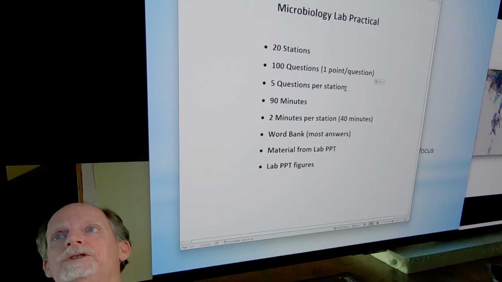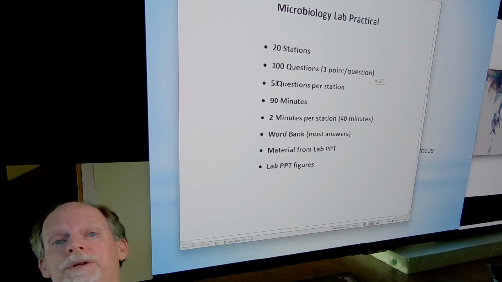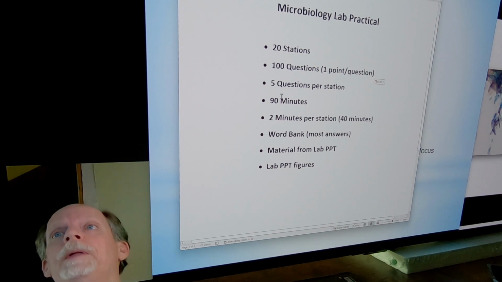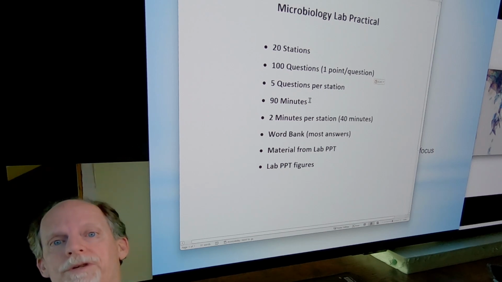There are 5 questions at each station. Most of the time they ask questions about whatever that station is about. You do have 90 minutes. After 90 minutes, you'll be asked to turn in your form, and in the past that has been more than enough time.